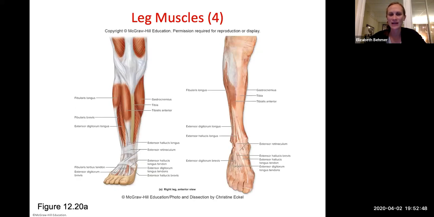So let's take a look at some of these anterior leg muscles. Here's your tibialis anterior. It will travel right alongside of your tibia. So there's your tibialis anterior. Extensor digitorum longus will be below that. It'll extend your toes, which kind of straightens your toes out. And the fibularis longus is on the fibula side of the lower leg, as well as the fibularis brevis.